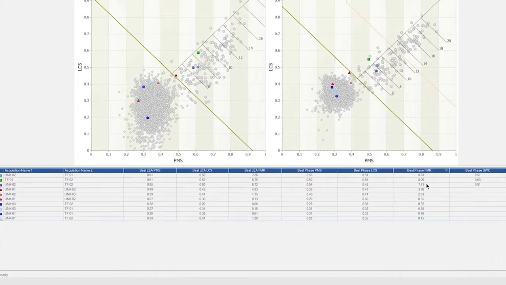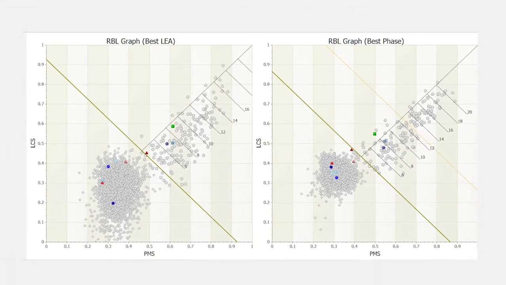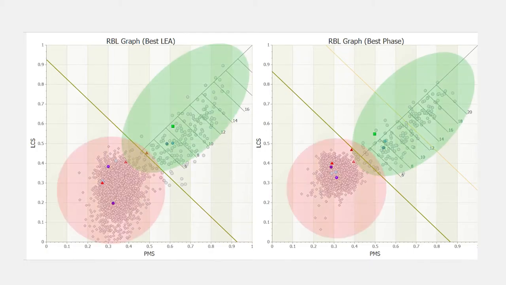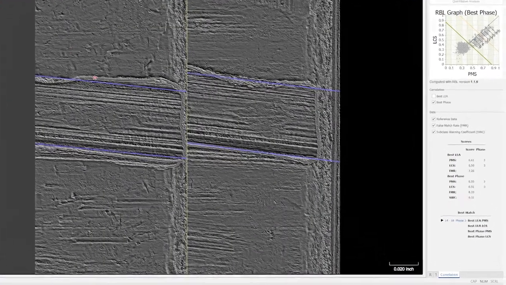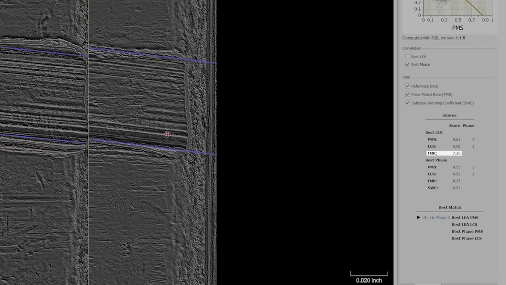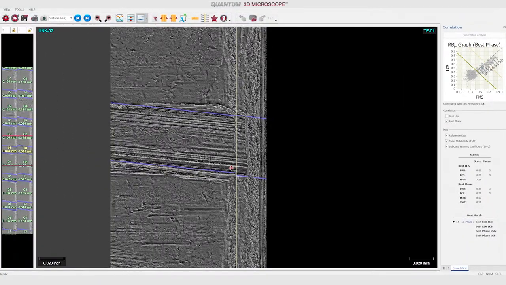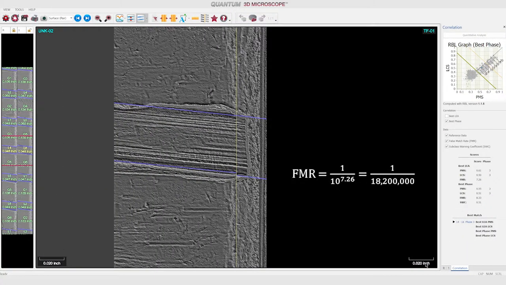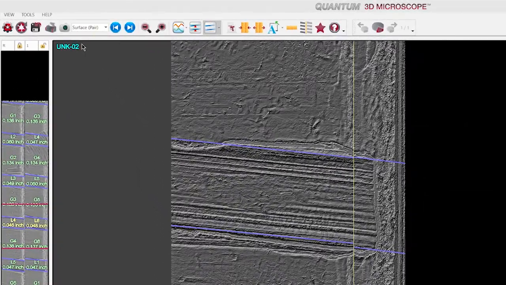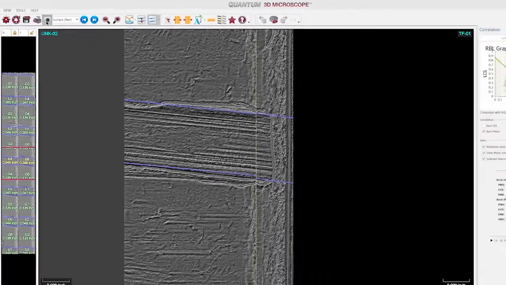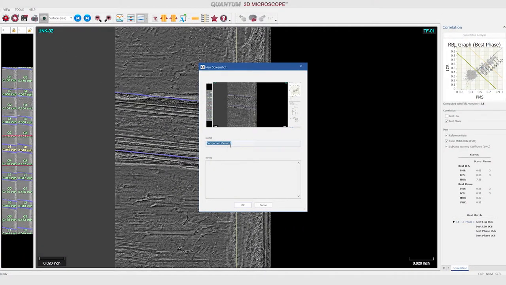These scores are plotted on Quantum's unique RBL graph, where we can easily see the strength of agreement and the separation of matches and non-matches. Statistical modeling can provide confidence levels and error rates, such as the false match rate. This measure represents the probability that two bullets that were not fired from the same firearm would generate a greater score. Every aspect of the work can be saved in notes and snapshots for future reference and to be included in reports.